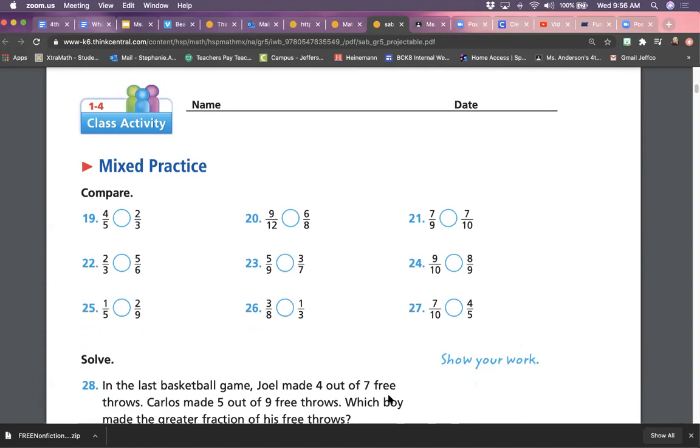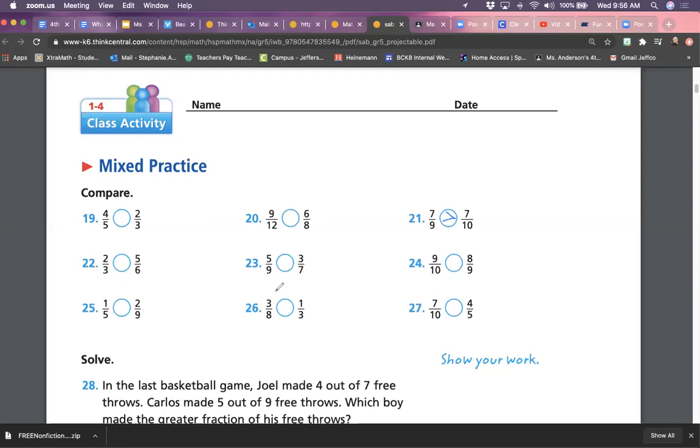Just a quick recap here. If the numerator is the same, like in number 21 here, 7/9 and 7/10, well, I know ninths are greater than tenths, I can easily do that. Or if I look at number 27, fifths go into tenths really easily. If I multiply by 2, I'm gonna just multiply there. So you kind of have to go through and figure out which strategy, or thirds and sixths at number 22. Those two go into each other easily.